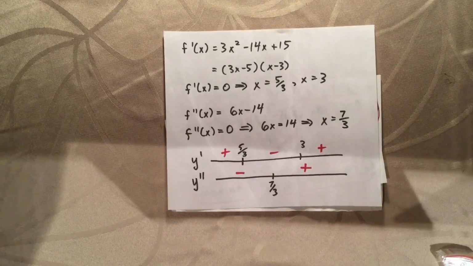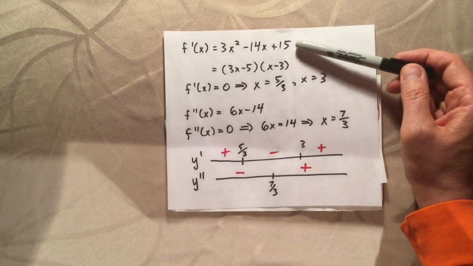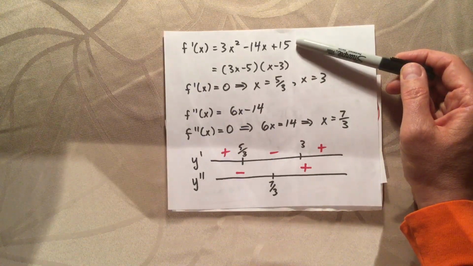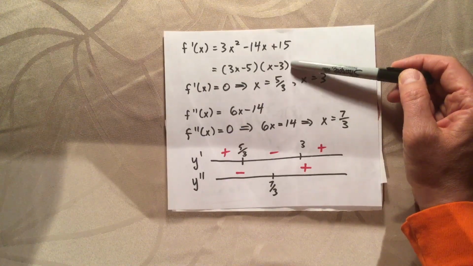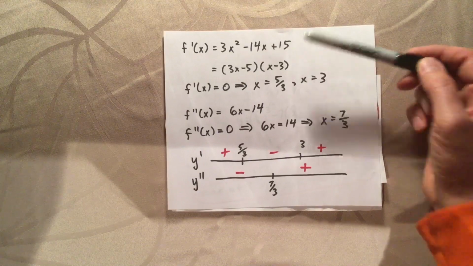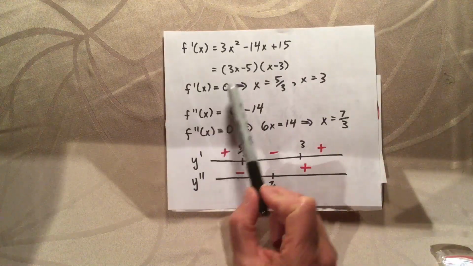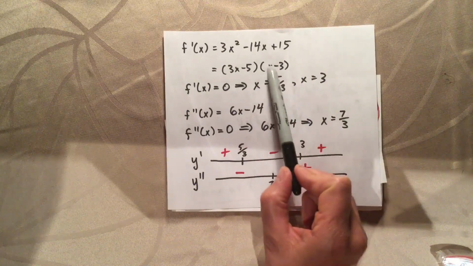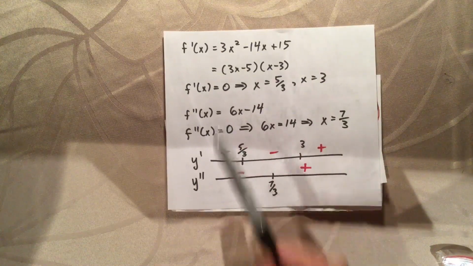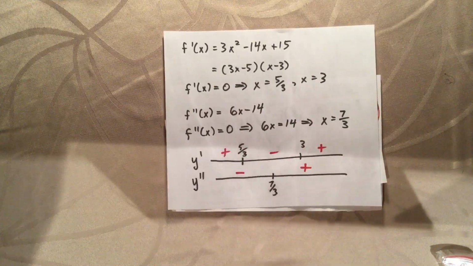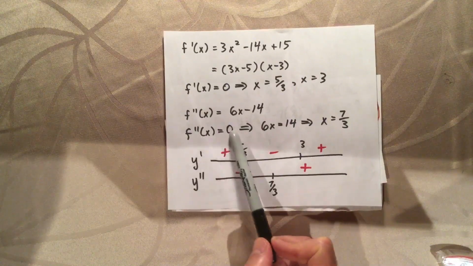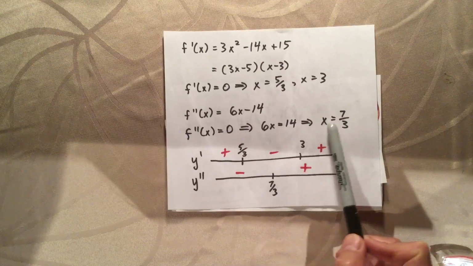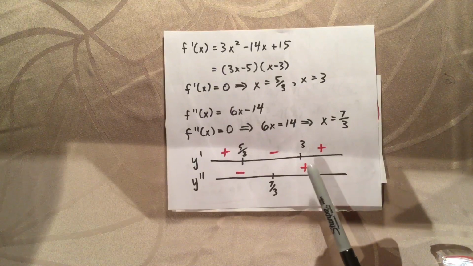Now, we know our first derivative is equal to 3x squared minus 14x plus 15 using the power rule. Factoring that, we get this expression here. That means the first derivative equals 0 when x equals 5/3 or when x equals 3. Our second derivative is equal to 6x minus 14. Our second derivative equals 0 when 6x equals 14, or in other words, when x equals 7/3.